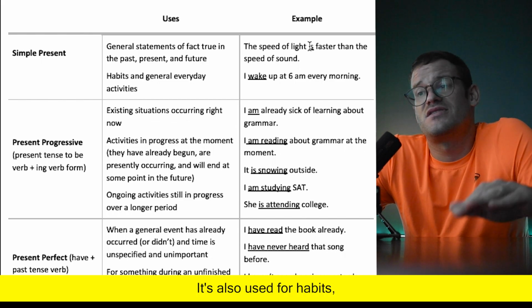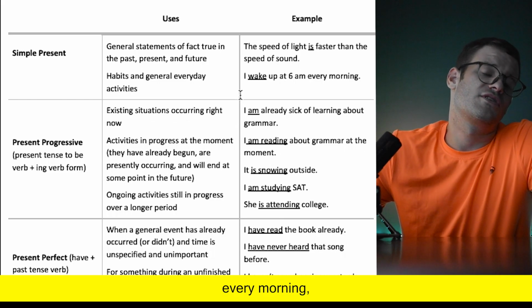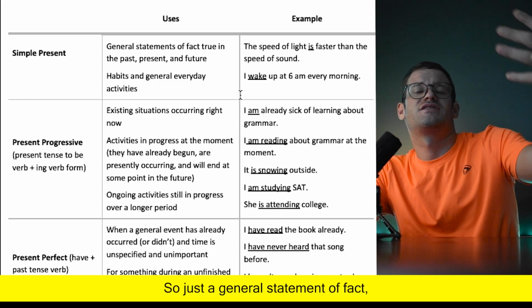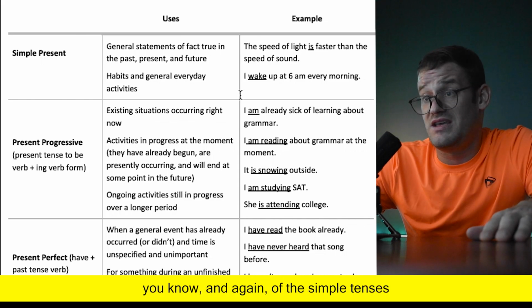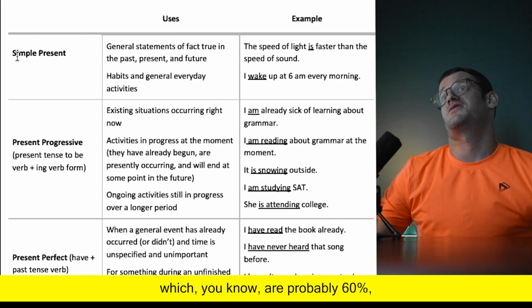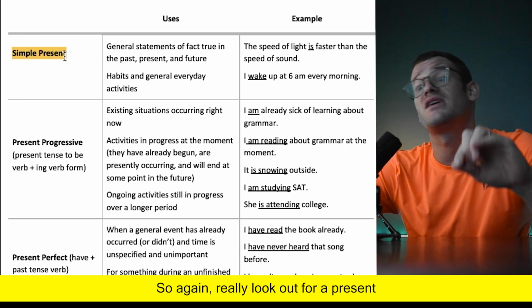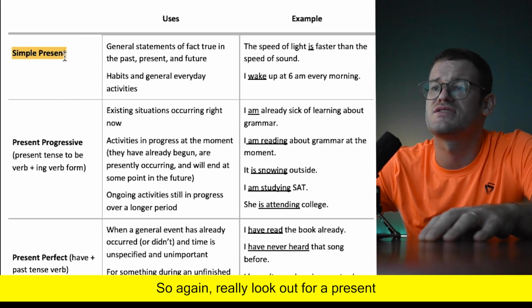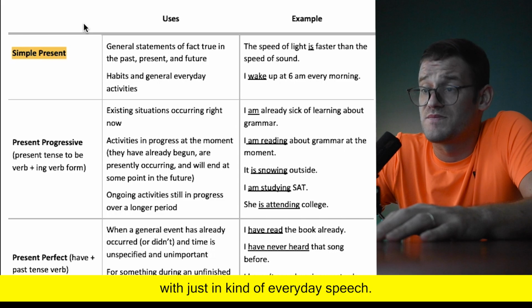It's also used for habits and general everyday activities, like I wake up at 6 a.m. every morning. You're going to do it today, you're going to do it tomorrow. So just a general statement of fact, use that simple present. And of these simple tenses, which are probably 60%, the majority of them are going to be simple present. So really look out for simple present. It's the one you're probably most familiar with just in everyday speech.